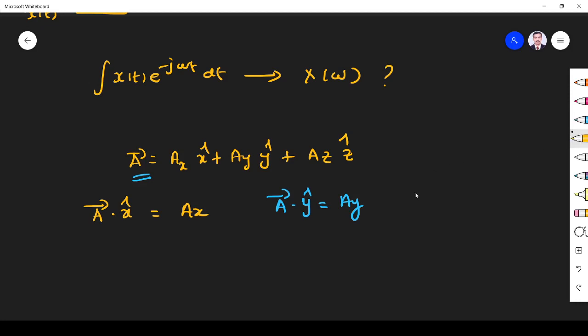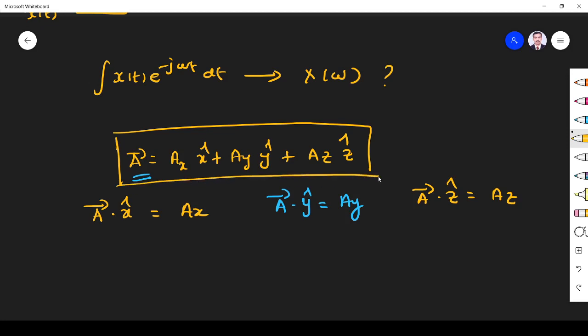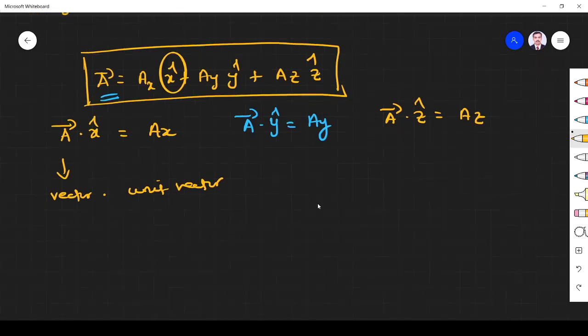Similarly, if I want the component along the z direction, I take a dot product with z cap. It will give Az. So what you have to do, A is a total vector. If you want to find a part of that, you have to take a dot product with its unit vector. Yes or no? You have to take a dot product with the unit vector along the same direction. So it will give the component of the vector in that direction.